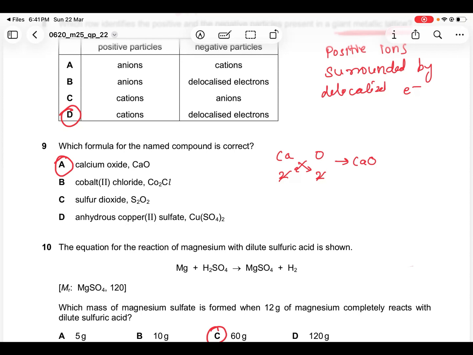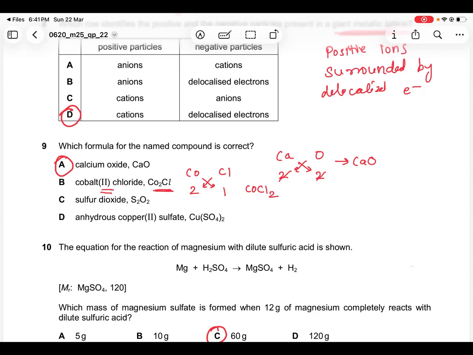For cobalt chloride, cobalt(II) chloride, you can see the oxidation state of cobalt is already given, so it is cobalt 2, and chlorine is from group 7 and it requires only one electron to complete its outer shell. So 1 we are going to write here. We will cross multiply and we should get CoCl2, but here we have Co2Cl, which is wrong.